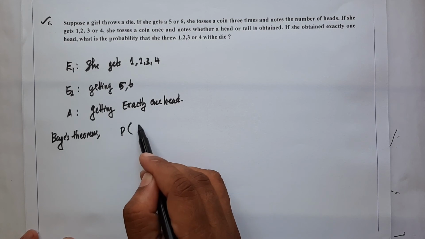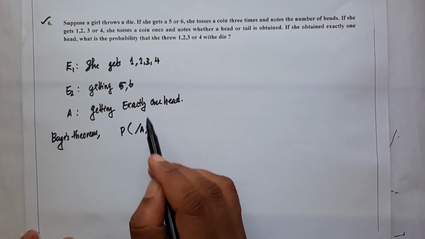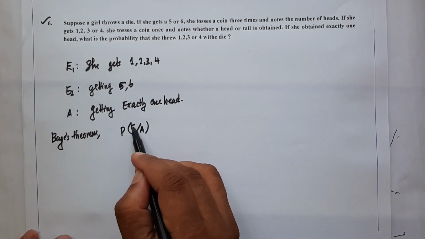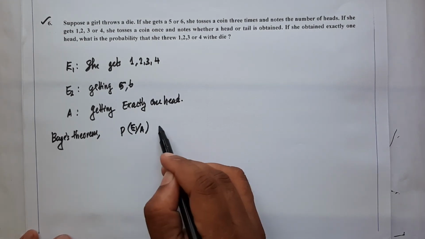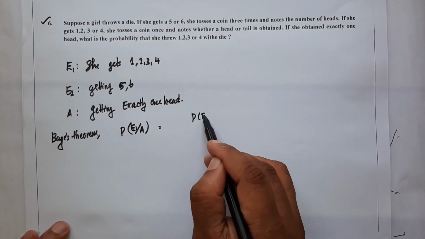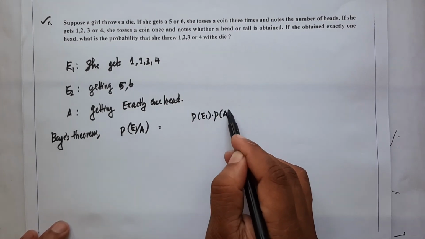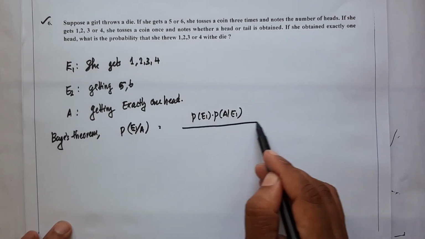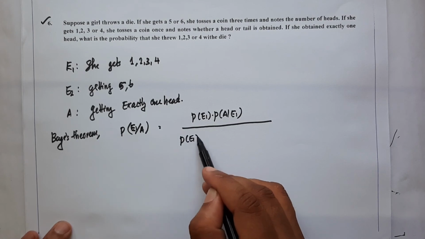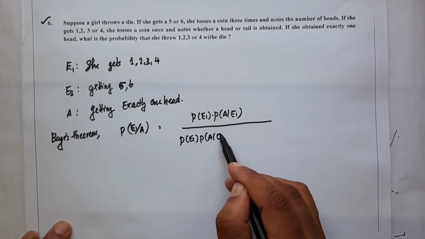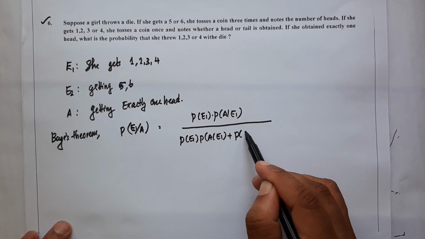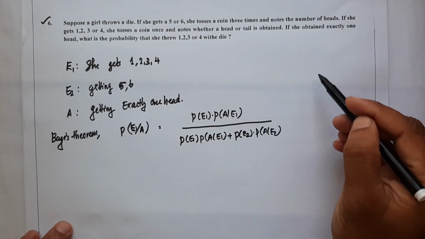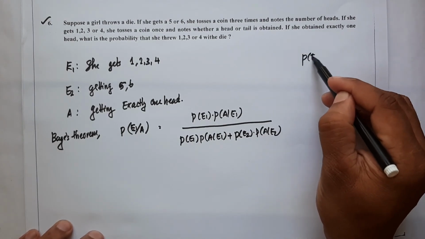P of A has already happened. We are finding P of E1 given A. You know the definition: P of E1 given A is equal to P of E1 into P of A given E1, divided by P of E1 into P of A given E1 plus P of E2 into P of A given E2. Now we find P of E1.